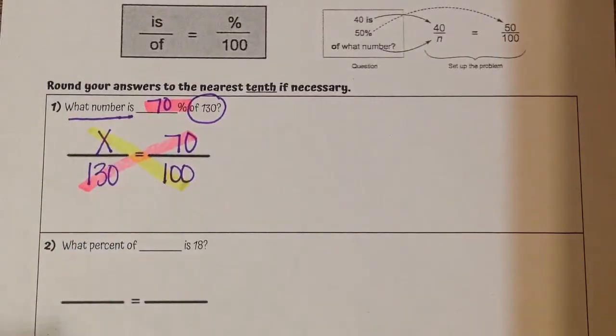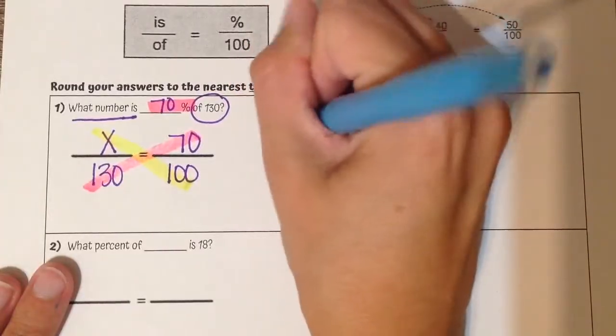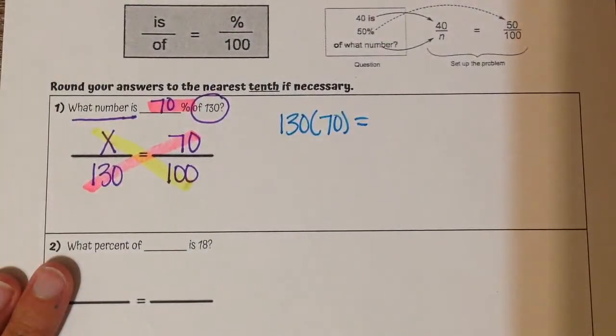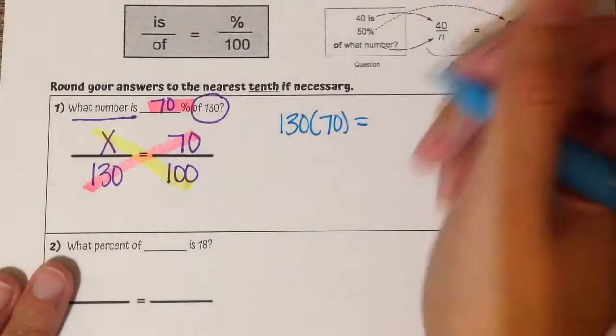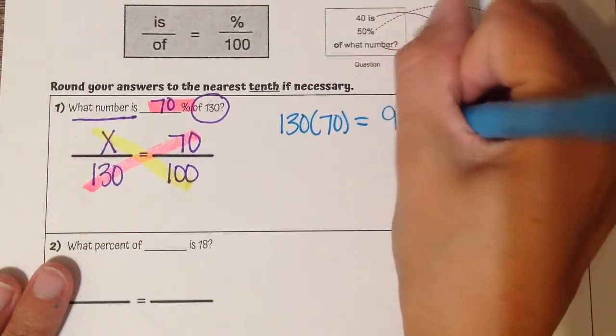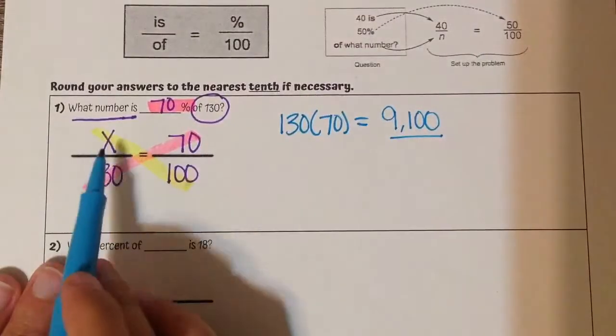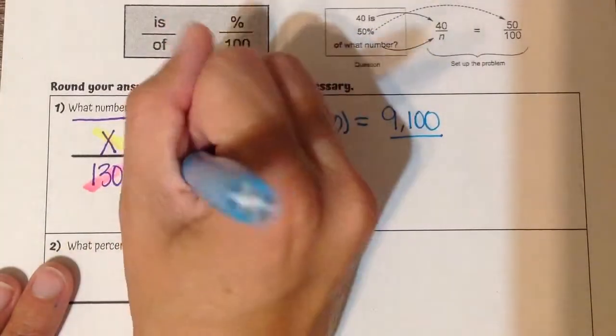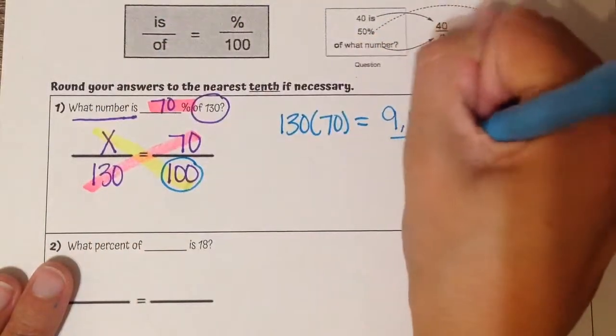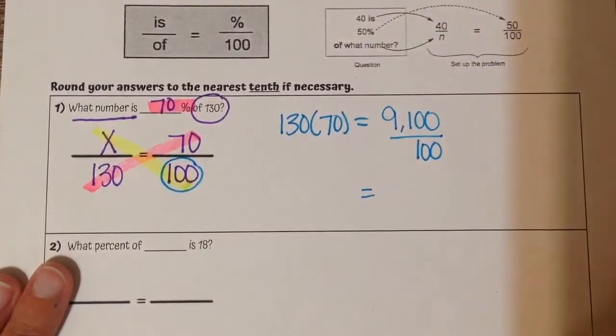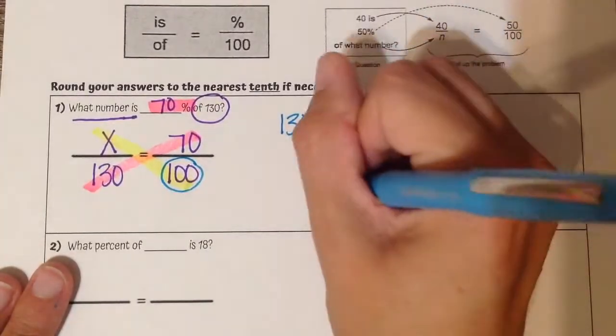So the diagonal that has two numbers in it is this pink diagonal here. We're going to multiply 130 times 70, which equals 9,100. And we're dividing by the number that's in the same diagonal as the variable. So we're dividing by 100, which equals 91.